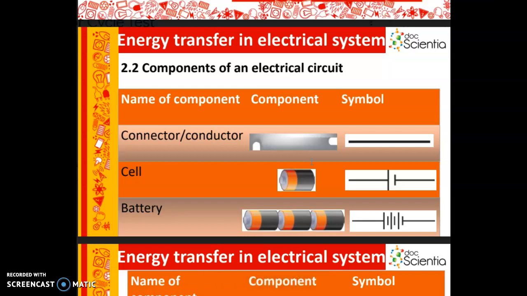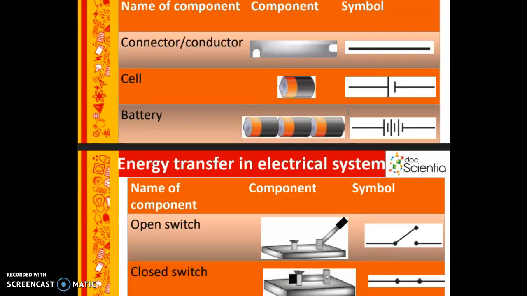Components of an electrical circuit. So here we have the name of the component itself, and the symbol that you will use. A connector or a conductor. So this is the component, this is what it looks like, and this is the symbol for it. A cell is a single battery, and this is the symbol for it. So a positive and a negative charge. Don't remember which is which.